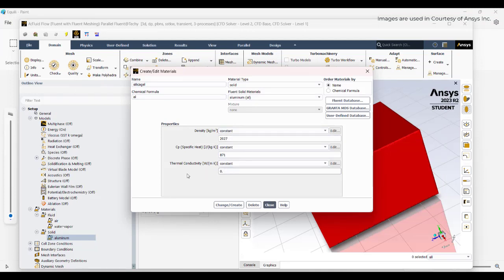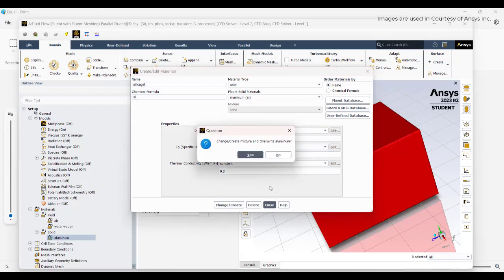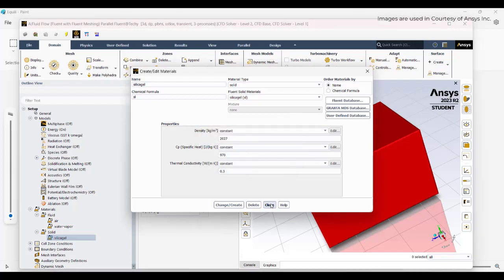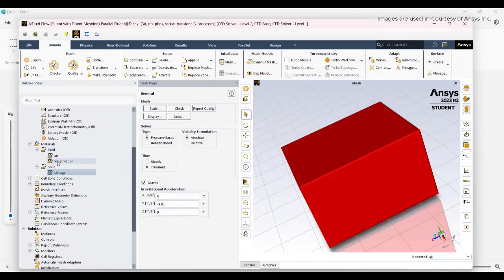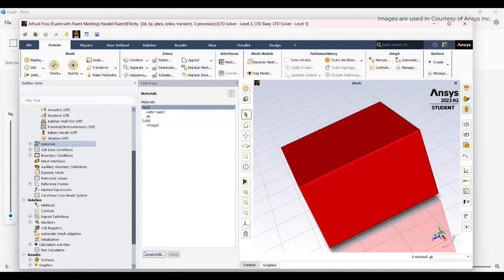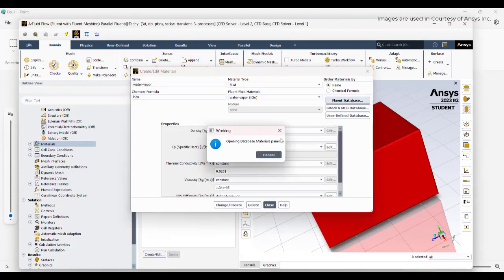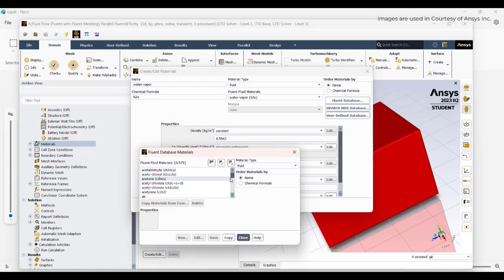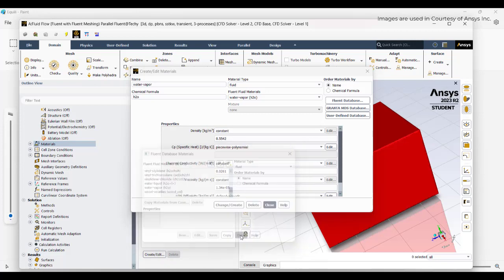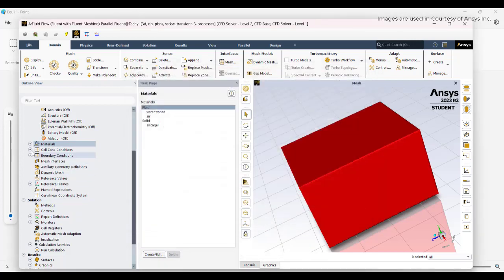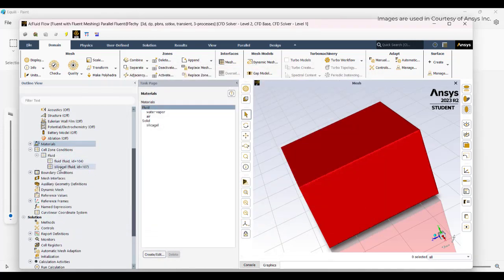Thermal conductivity is 0.3, and this is 970. It is SL, change create, yes. So in the materials tab, go to materials tab, create edit. In the fluid database, go to fluid, go to water vapor, copy, close. Automatically water vapor will come in this. So this is my silica gel fluid and this is a normal fluid. So go to silica gel fluid.